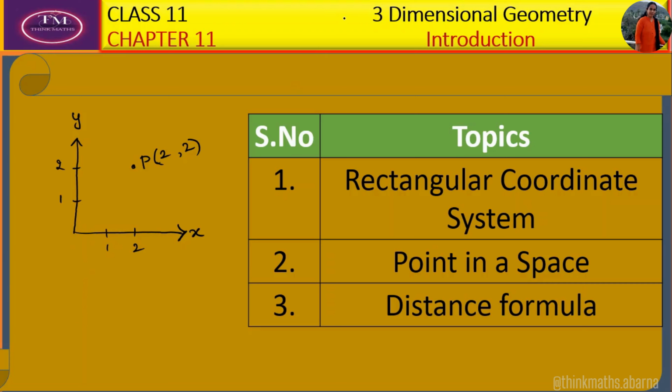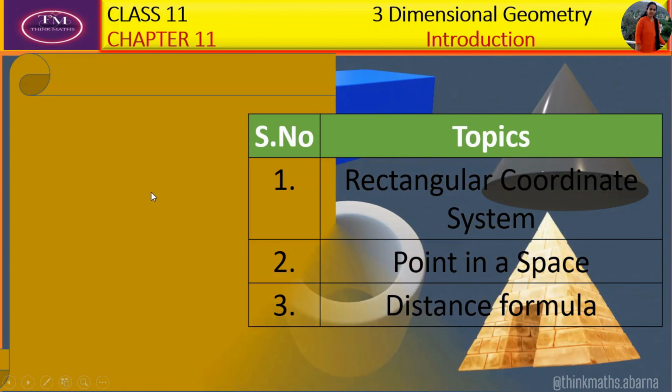In this chapter, we are going to learn three-dimensional geometry. There are only three topics: rectangular coordinate system, point in a space, and distance formula. If we learn all these things, this chapter will be very easy. Just learn the basics and the formulas, then you will be able to solve all the problems. So shall we get into the problems?